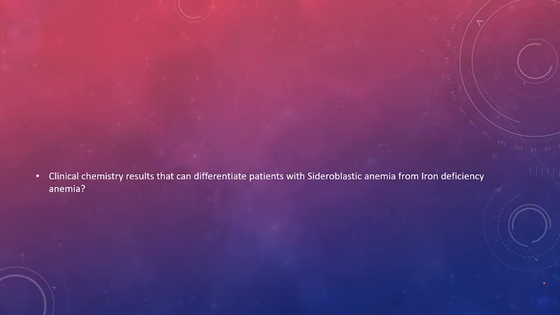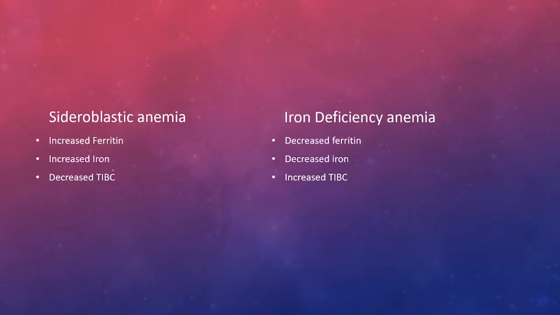All right, clinical chemistry results that can differentiate patients with sideroblastic anemia from iron deficiency anemia. The problem in sideroblastic anemia is that either there is poisoning or a person is deficient in ALA synthetase. There is no problem with iron. Therefore, what we expect is the reverse of iron deficiency anemia. In what sense? Increased ferritin, increased iron, decreased TIBC. See the difference? Decreased TIBC. So it's an opposite reaction to iron deficiency anemia.